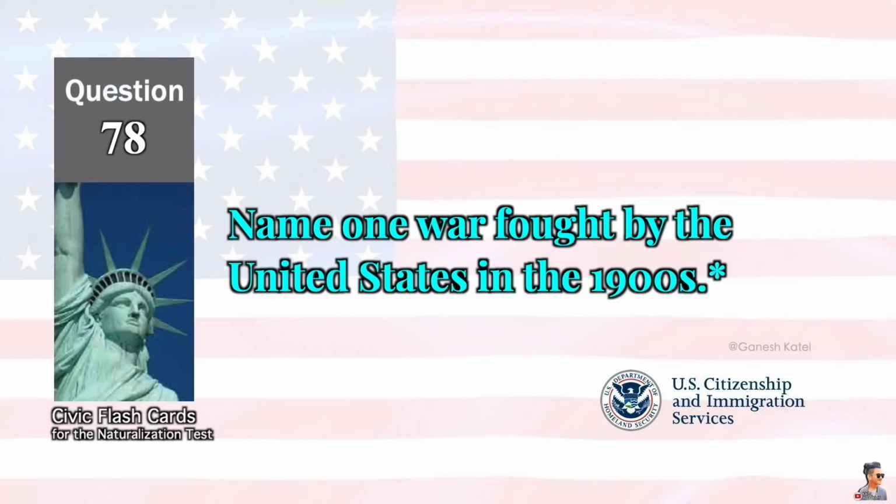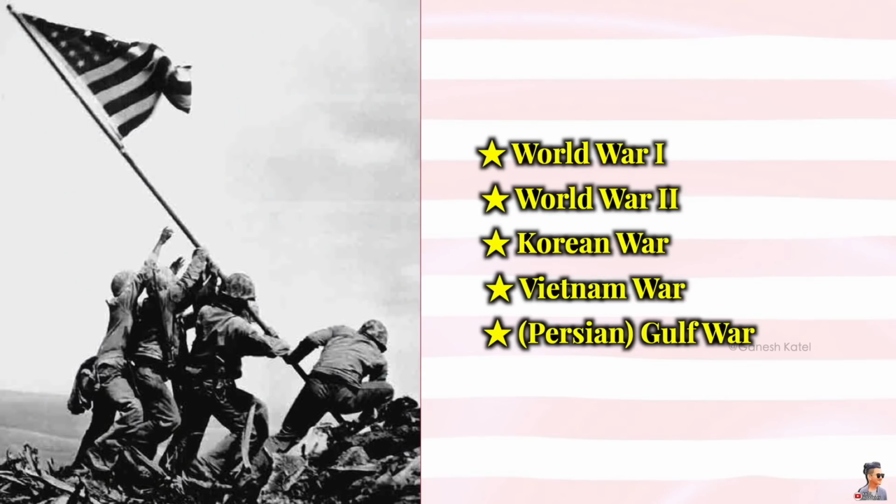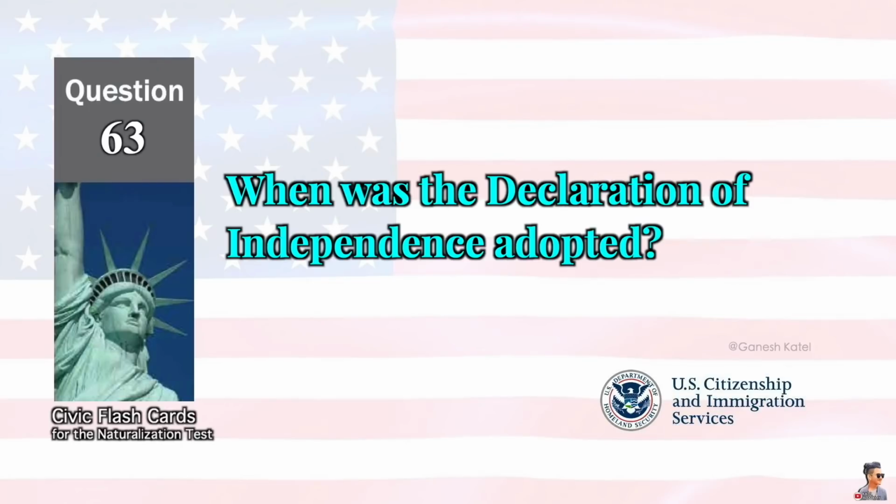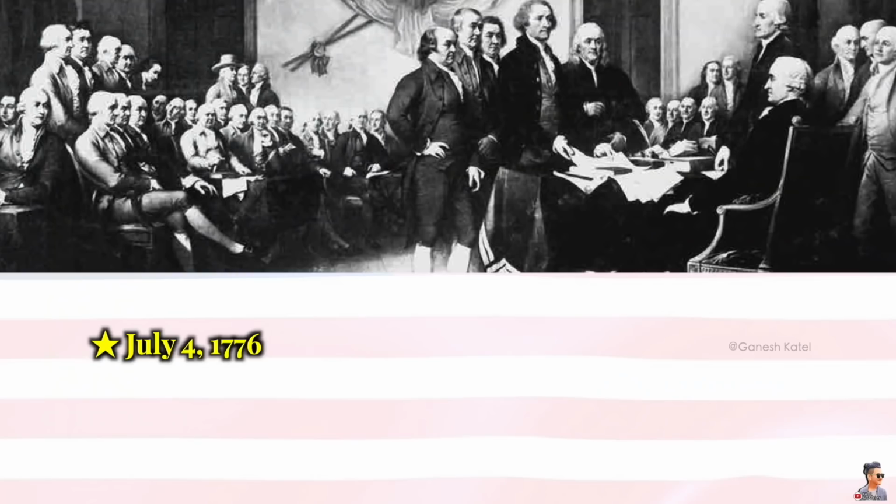Name one war fought by the United States in the 1900s. World War I, World War II, Korean War, Vietnam War, Persian Gulf War. When was the Declaration of Independence adopted? July 4th, 1776.